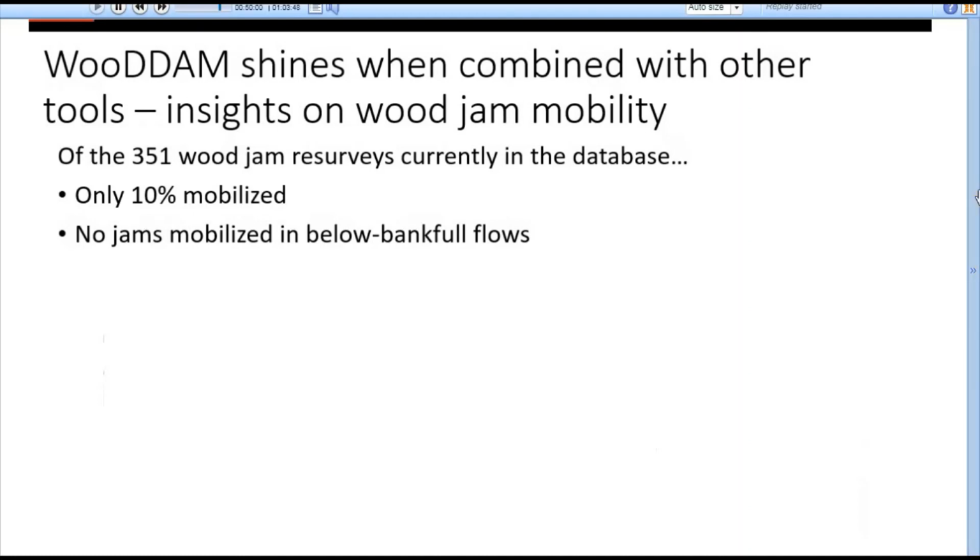So I want to share some insights that we've been able to glean so far from this database, thinking about what controls wood jam mobility. So thinking back to Hearst Creek, what made those jams mobilize downstream?